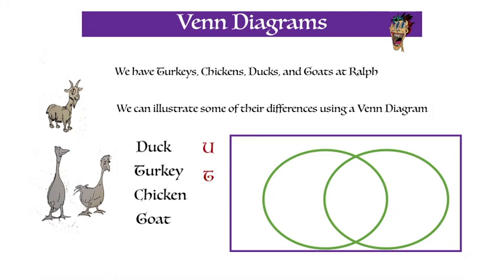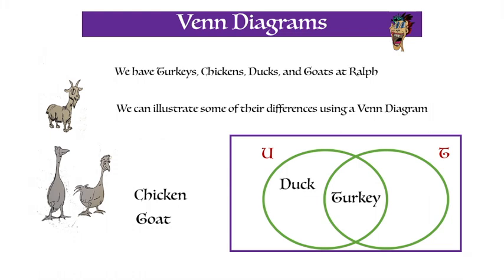Let's look at another thing. Which of these four words have the letter U in them, and which have the letter T? So one region is going to represent all the words with the U in it, and the other region with the T. So duck has a U in it, turkey has both a U and a T, and goat has just a T. But what about chicken? Chicken has no U nor any T in it.